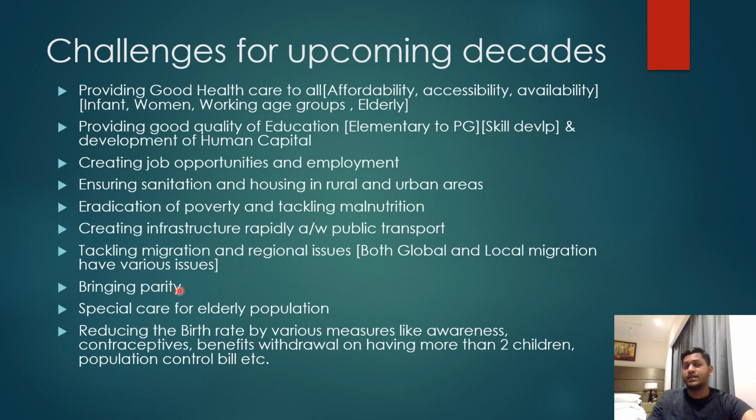Now when I say parity, it is between the population of men and women across all fronts. Okay, social, economic, political fronts. So there should be a parity amongst the populations. Then special care for the elderly population. As I said here, you can link these two factors, and any other schemes for the elderly population you can add. Special, you can also add for disabled people also.